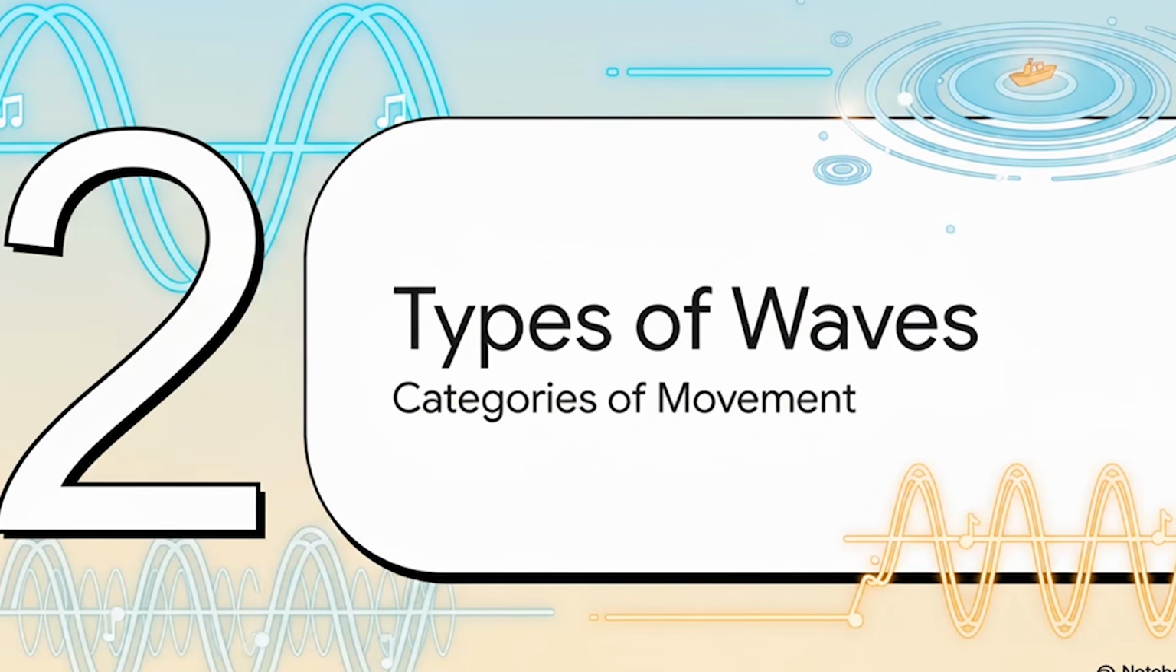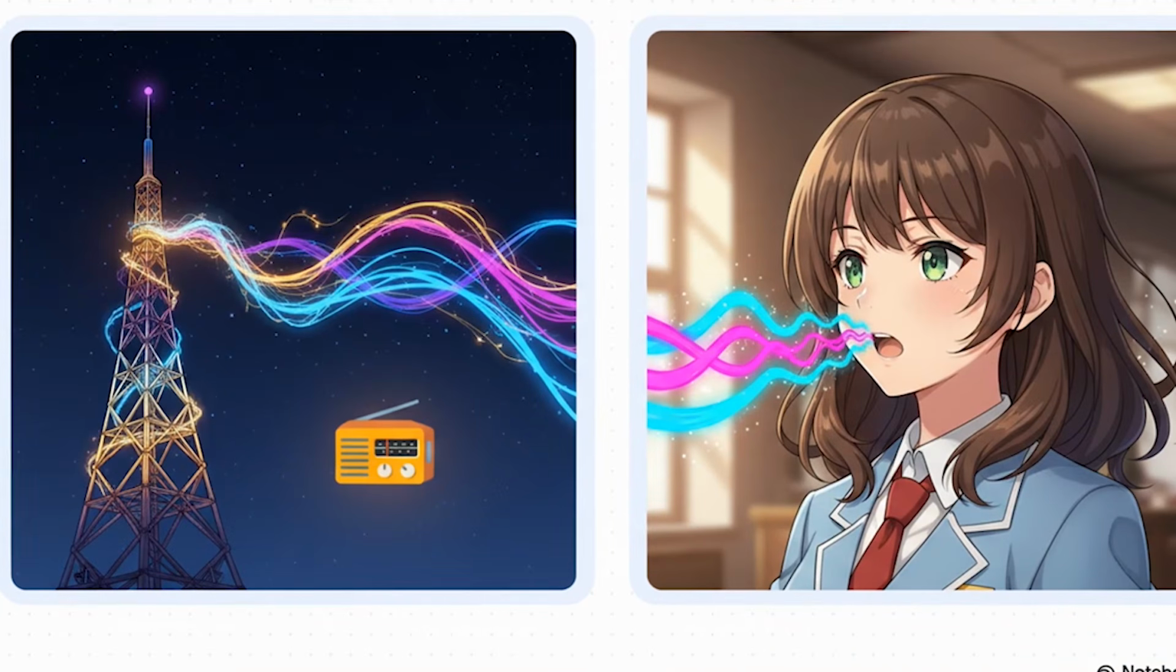Section 2. Types of waves. Now that we know what a wave is, let's categorize them based on how they actually travel. It's absolutely crucial we contrast these two groups. First, we have electromagnetic waves. These are really special because they don't require a medium at all.